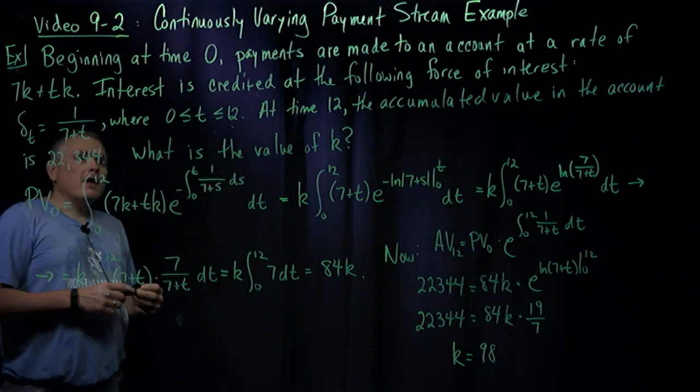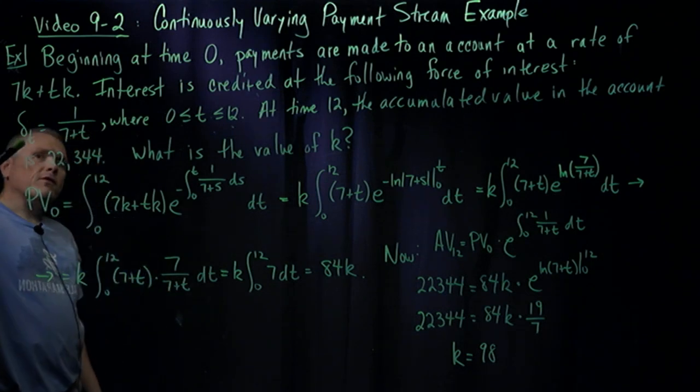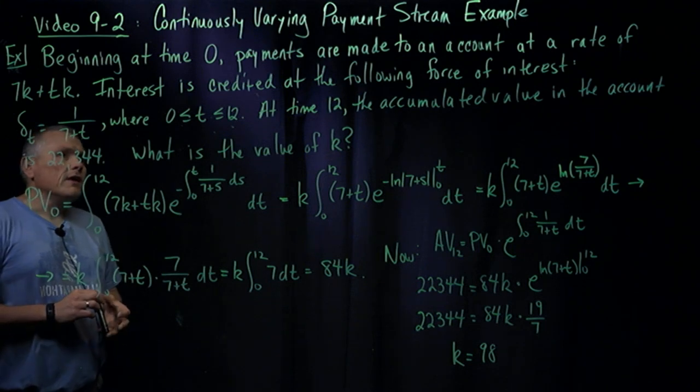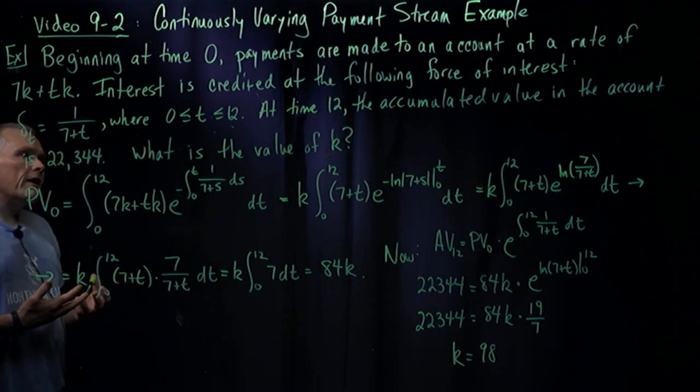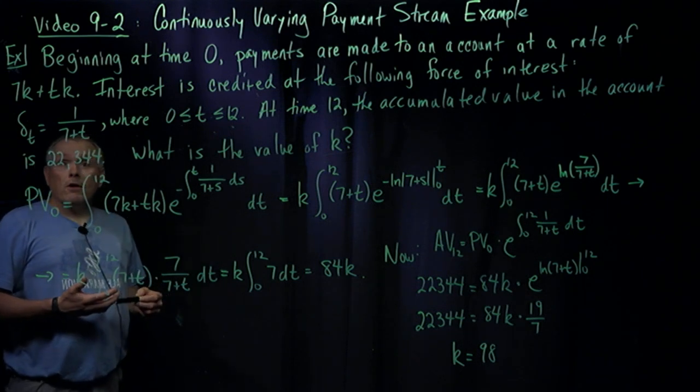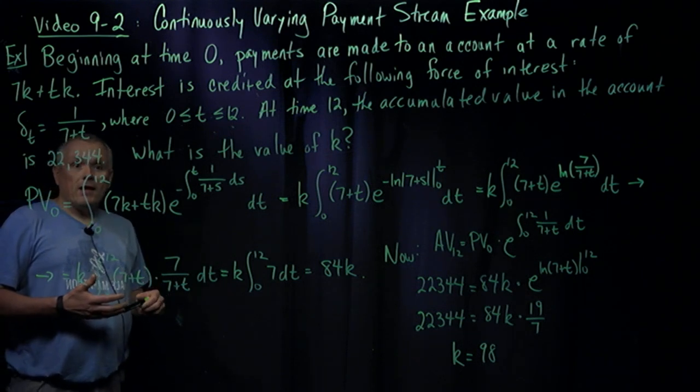We also have a varying rate of interest, where the formula for the force of interest at time t is given to you by 1 over 7 plus t. They tell you the accumulated value in the account is 22,344. And again, like I mentioned before, we want to figure out what k is.